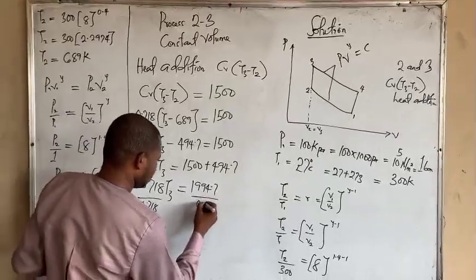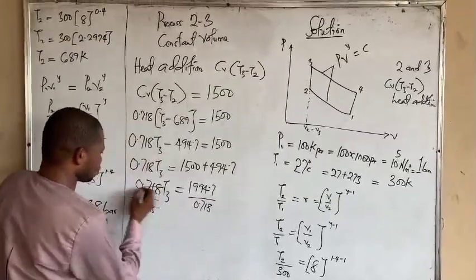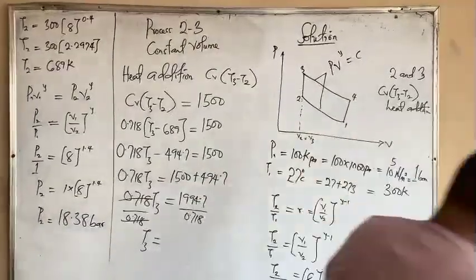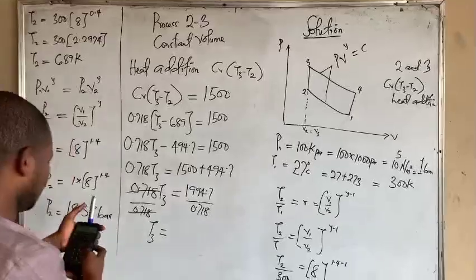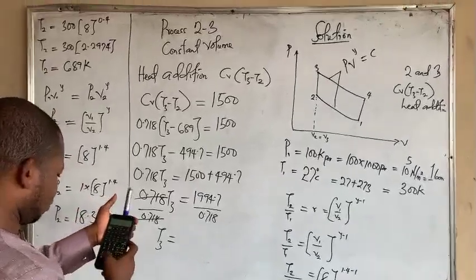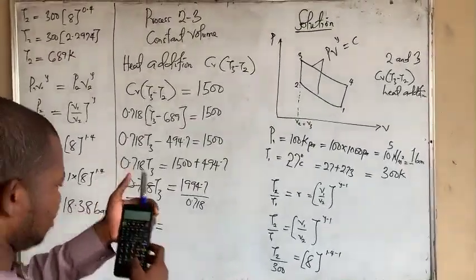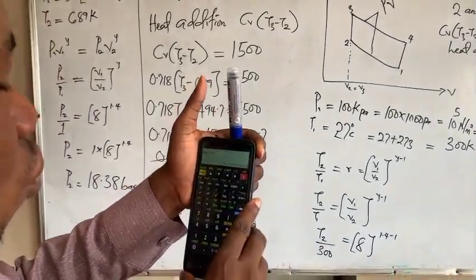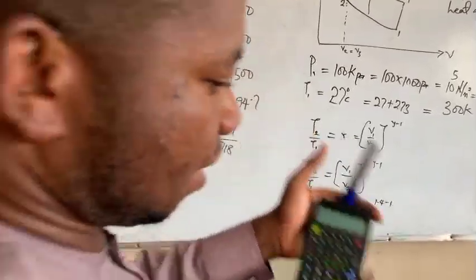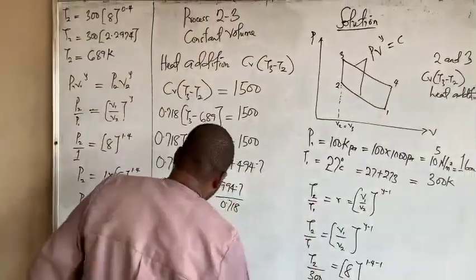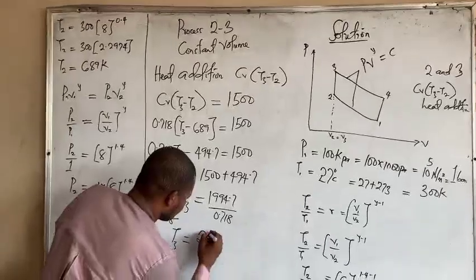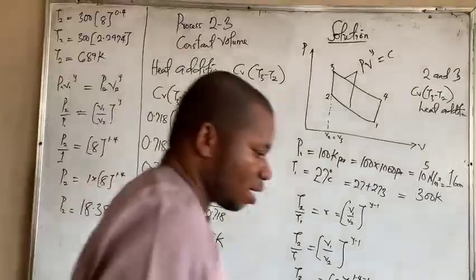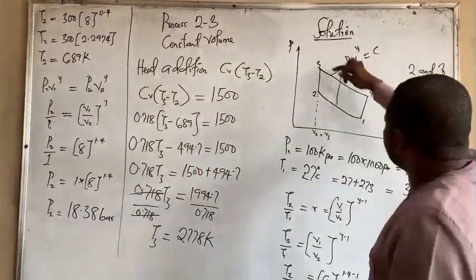This goes off, and I'm left with T3. T3 has now become 1,994.7 divided by 0.718, and that gives 2,778 Kelvin. That is our temperature at this region.